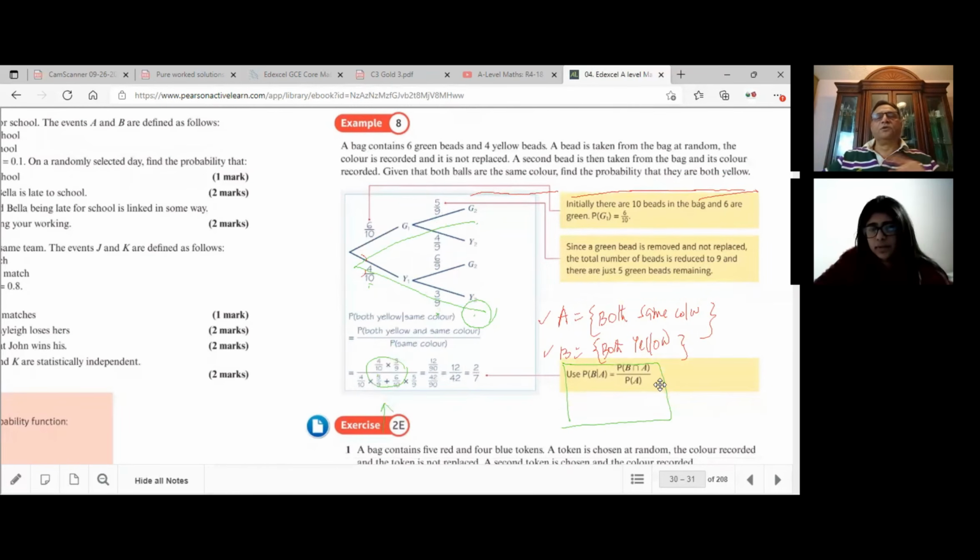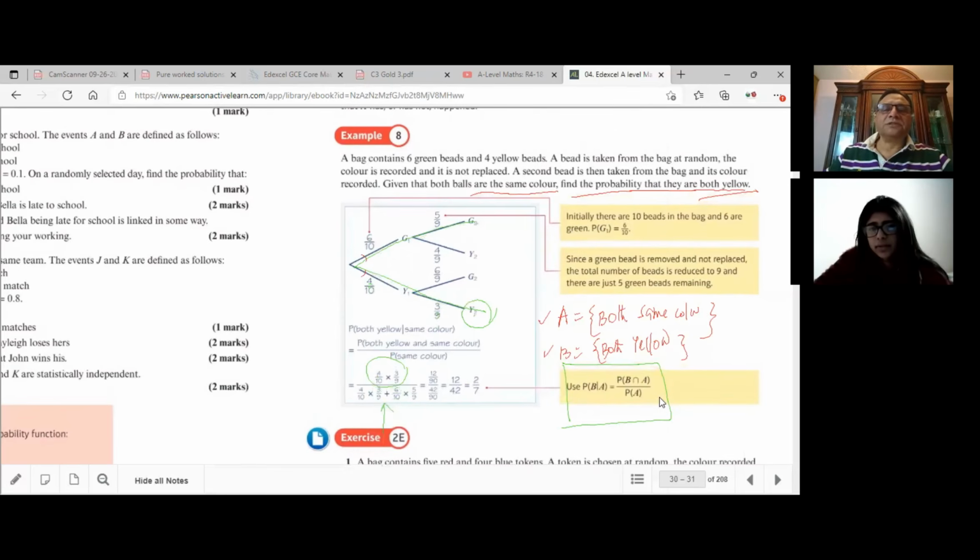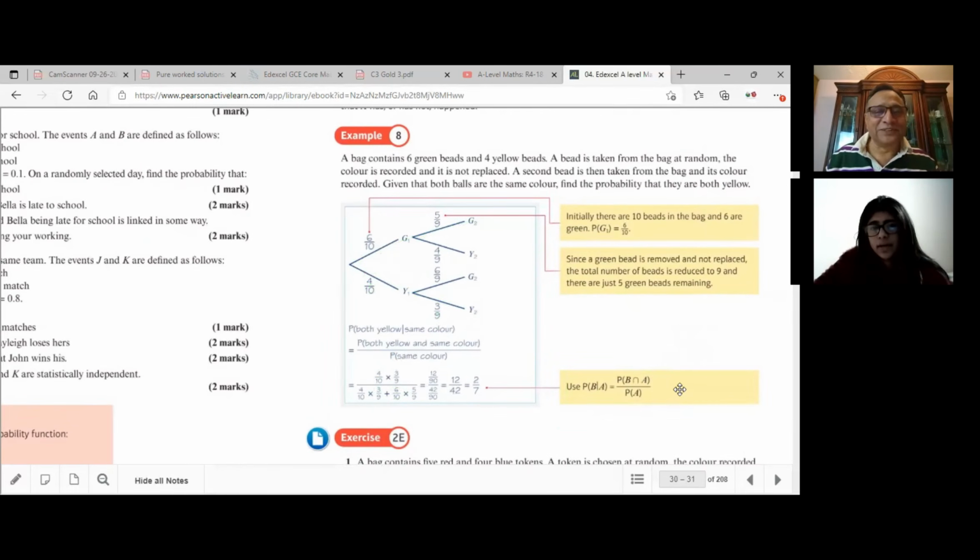Look into my YouTube channel, there are many examples on this, especially when we work with biased coins. This is very interesting. Normally flipping a coin is 50-50, it's fair. But when it is a biased coin, these tree diagrams make things very simple. All right, let's continue.